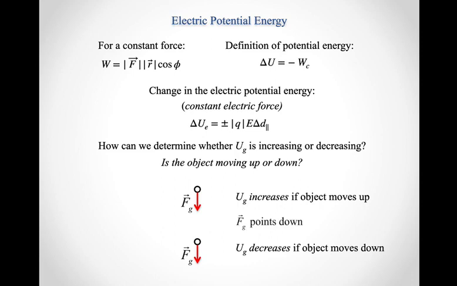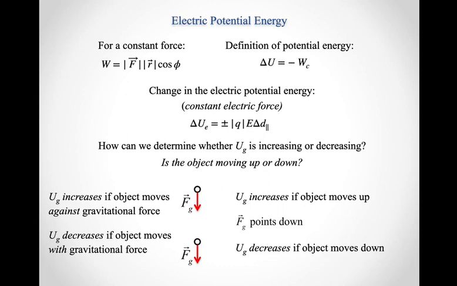The important idea here is that the gravitational force points down. So if you think about moving up and moving down, what that really is telling me is how I'm moving with or against the gravitational force. So another way to reframe whether the gravitational potential energy is increasing or decreasing, instead of thinking about is it moving up or moving down, is to say that the gravitational potential energy increases if the object moves against the gravitational force. And again, that's consistent with what we have over on the right.